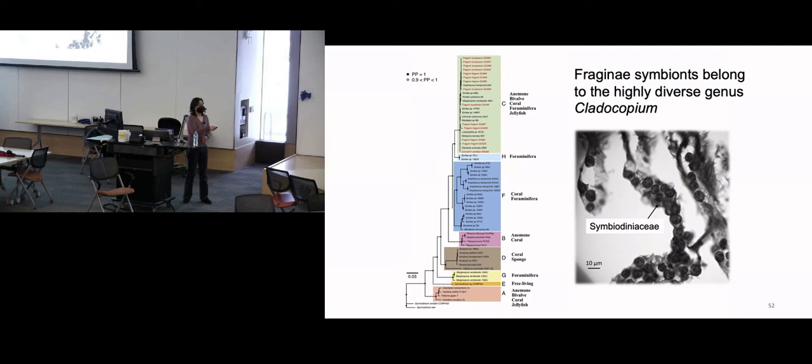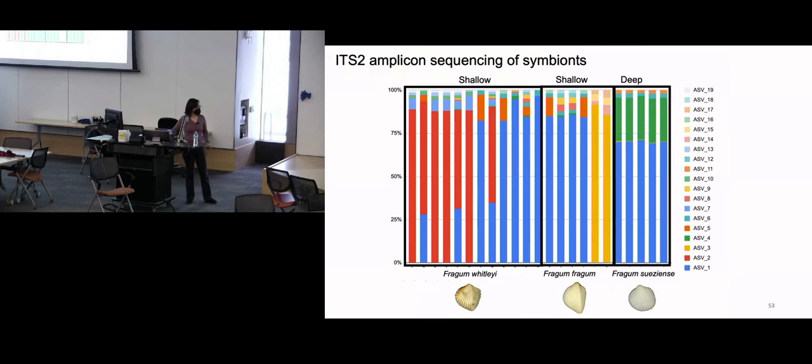So we know the symbionts belong to this genus, but are they different in hosts occupying shallow or deep habitats? We don't actually know that. So in order to figure that out, we did some amplicon sequencing on the ITS marker for this group. We found, and it's kind of surprising to me, that yes, the deep hosts and the shallow hosts host different symbiont compositions.